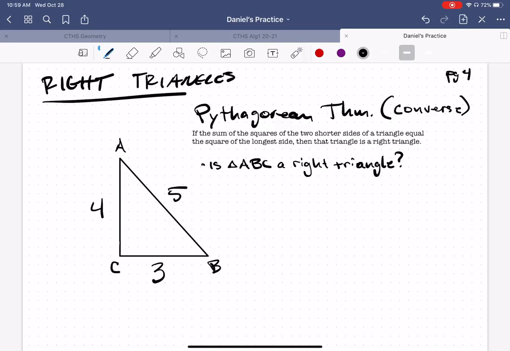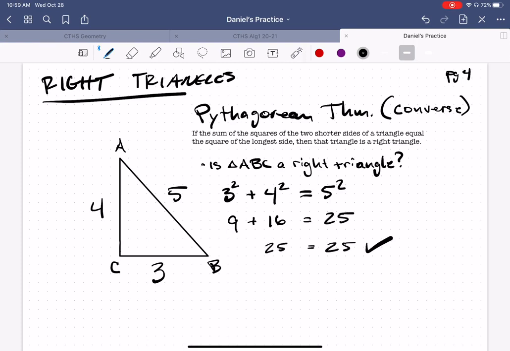So here I have triangle ABC. Is it a right triangle? Well, if I take the two shorter sides, which are 3 and 4, and I square them, and I add them together, it should equal the square of the longest side. Well, 3 squared is 9, 4 squared is 16, and 5 squared is 25. We're almost there. 9 plus 16, that's 25. That equals 25. So yes, it is a right triangle.